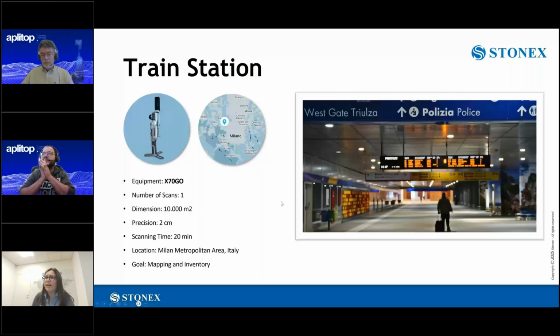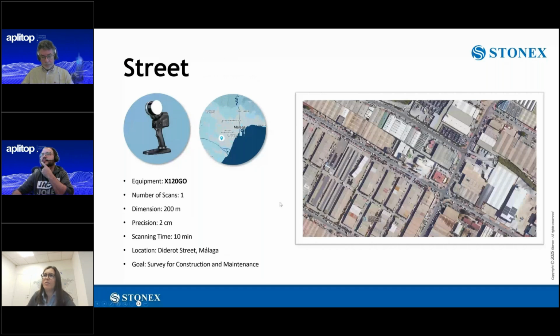Thank you, Francisco. Let's go back to the presentation and move to the third case. Now we move outside to a street, actually a street in Malaga, in Spain. Here, the survey was made with our SLAM scanner X120 Go. It was a single scan, about 200 linear meters of walk in about 10 minutes.